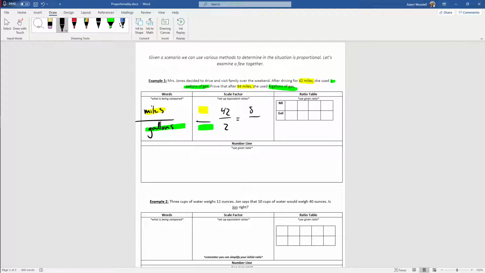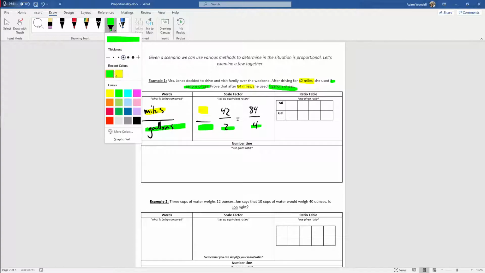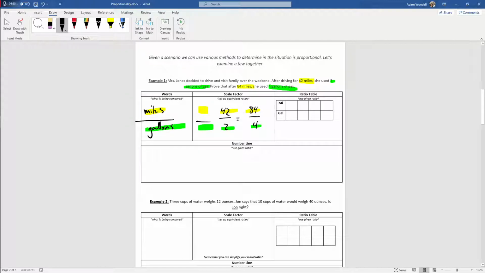Well, the other ratio was 84 miles to 4 gallons. And again, gallons was green, so I can highlight these in green. Miles was yellow, so I can highlight those in yellow. And let's check, are these in proportion? Well, if I look at that horizontal relationship, 42 to 84, well, that's just doubling. That's just multiplying by 2. And because I'm multiplying down by 2 here as well, obviously that checks out.